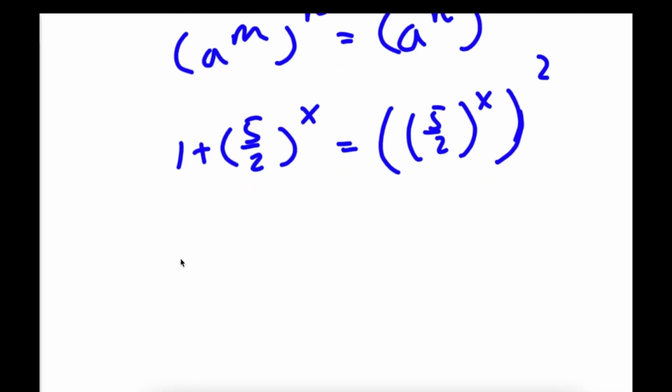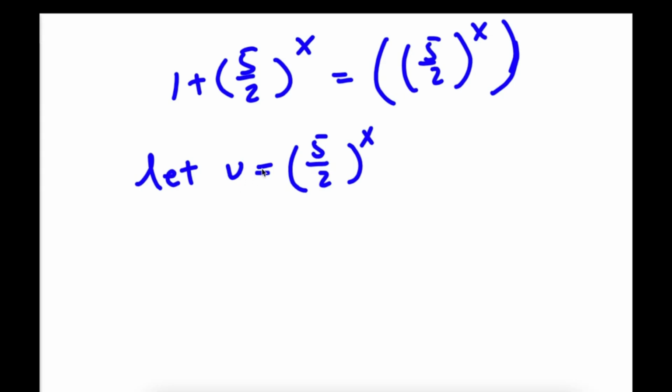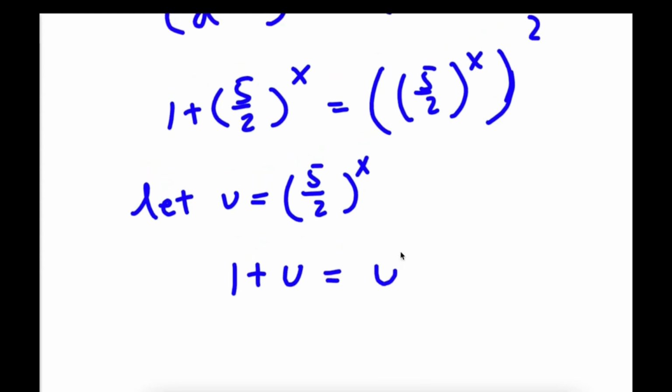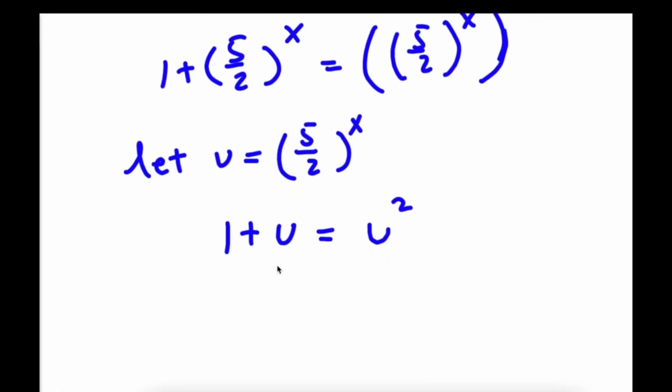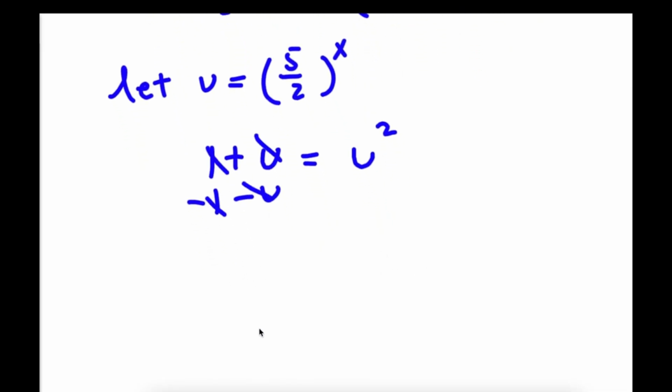So now what I'm going to do is let the variable u equal 5 over 2 to the power of x. So if I substitute in u for 5 over 2 to the power of x, I get 1 plus u is equal to u squared. Now I can subtract u and 1 on both sides, so these two cancel out, and I would have u squared minus u minus 1 is equal to 0.